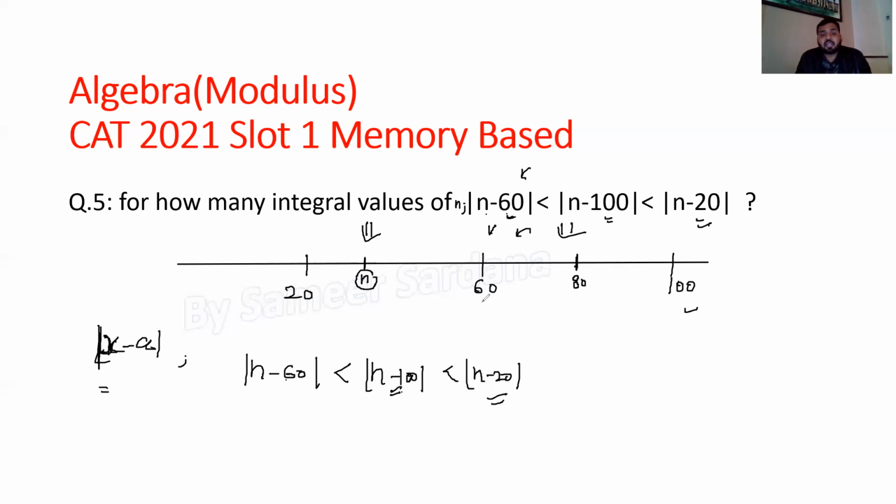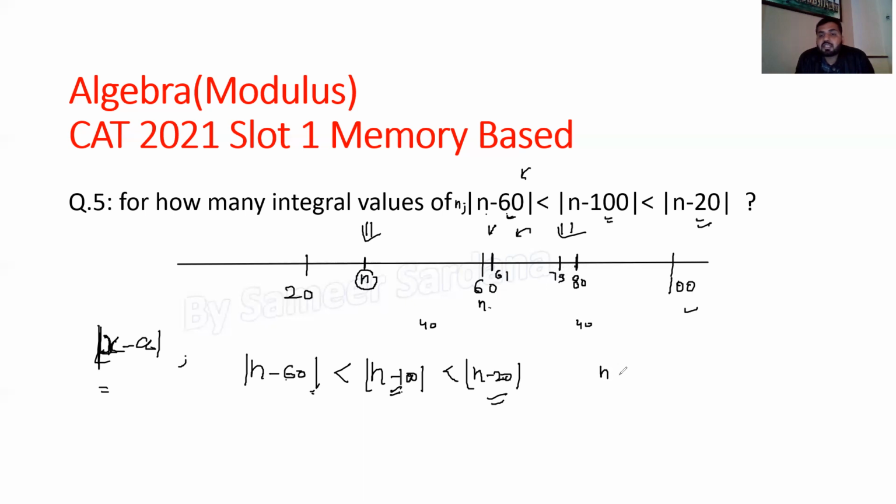In that case, right, you see that if I pick n as 60 only, in that case distance of n from 20 will be 40, and the distance of n from 100 will also be 40. But I want distance of n from 20 to be greater than the distance of n from 60. So therefore I need to pick n in the region of 60 to 80, but it should be greater than 60 but less than 80. That means the value of n can be anything from 61 to 79.